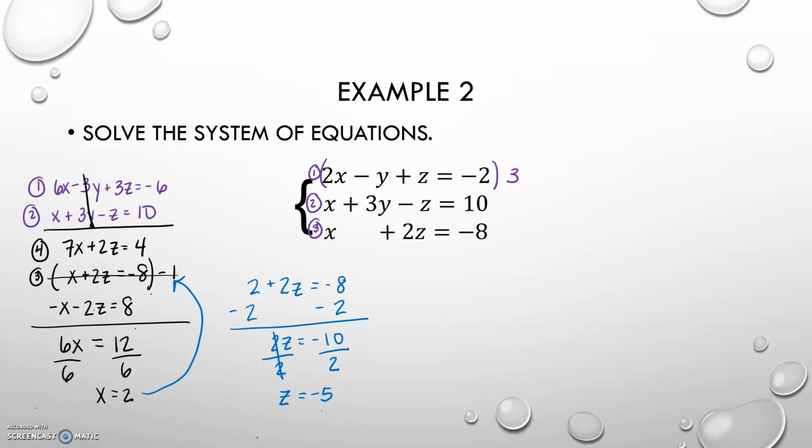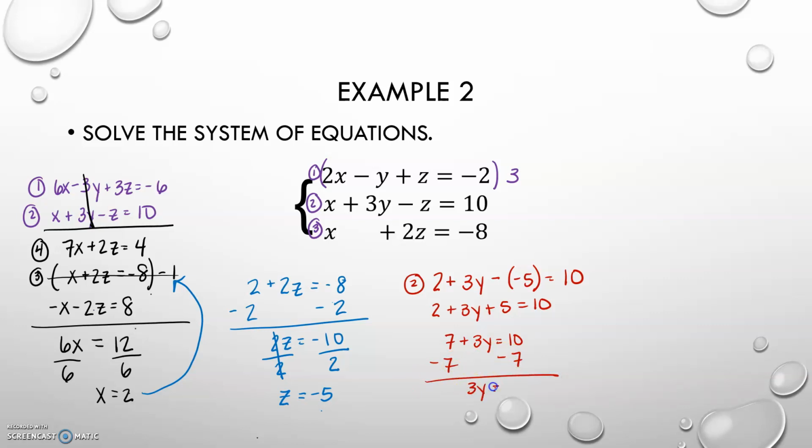Even though one of the equations didn't have y in it, I still need to find y as well. So I'm going to put this in equation 2. I'm going to get 2 plus 3y minus negative 5 equals 10. So 2 plus 3y plus 5 equals 10. This is going to give me 7 plus 3y equals 10. Subtract 7 from both sides. And then divide by 3. And that will give us y equals 1.